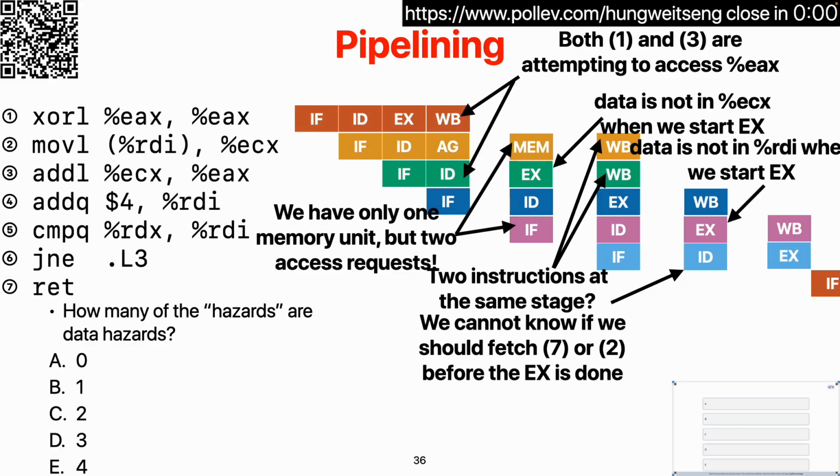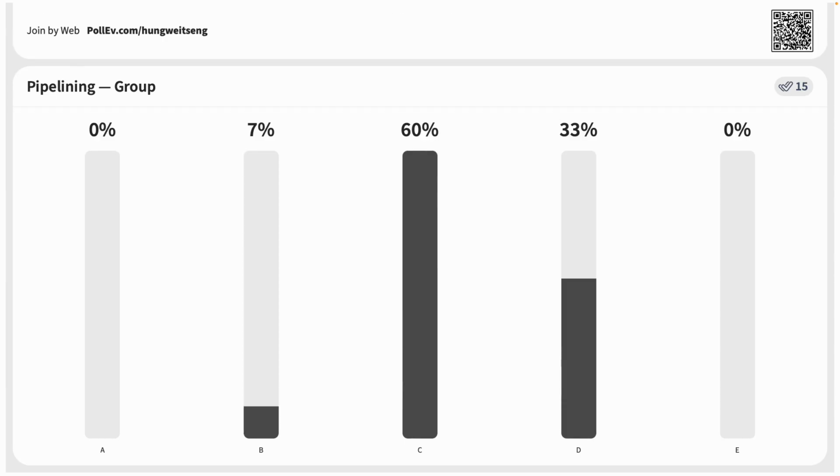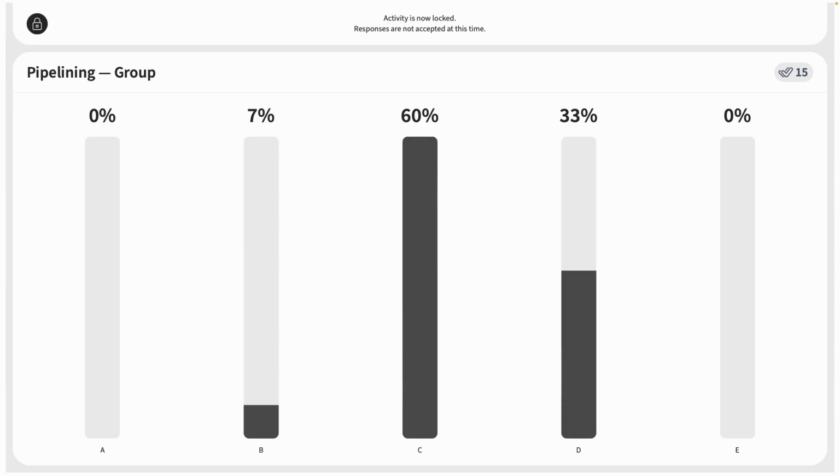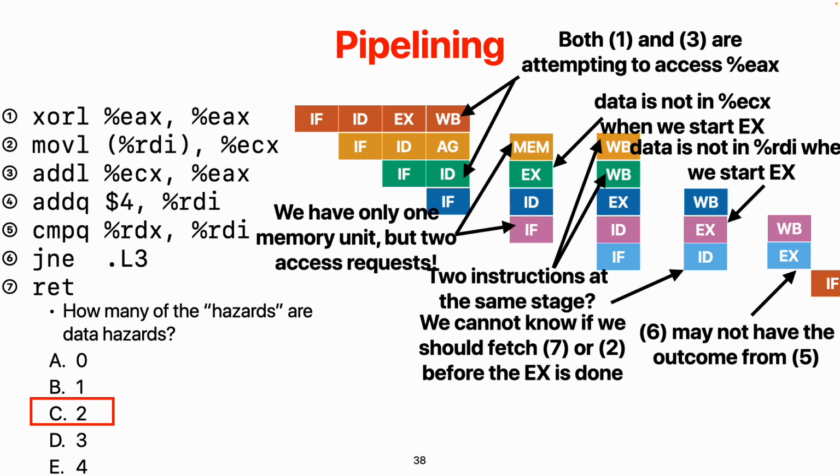All right, let's take a look. Okay, after discussion, slightly more of you think the answer is 2. Okay, so in fact, the answer is 2, right? What are the 2? So remember, what's the definition of data hazard?